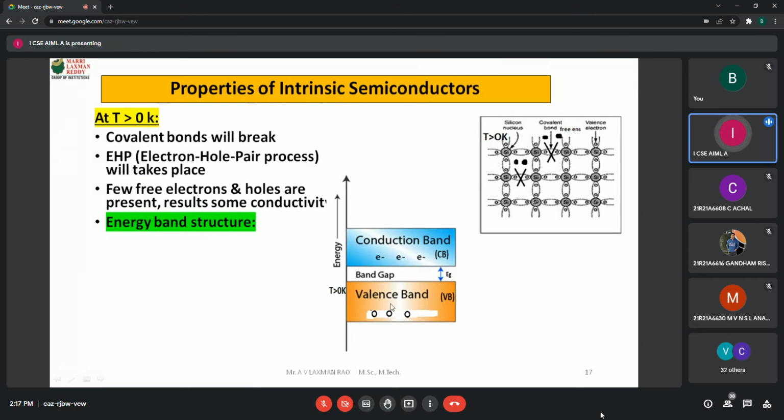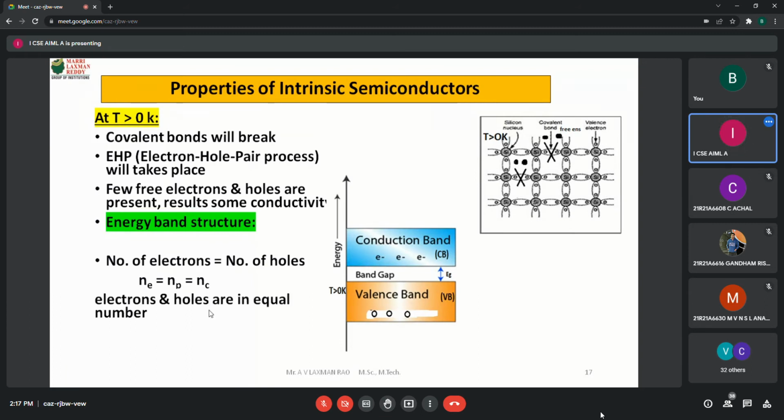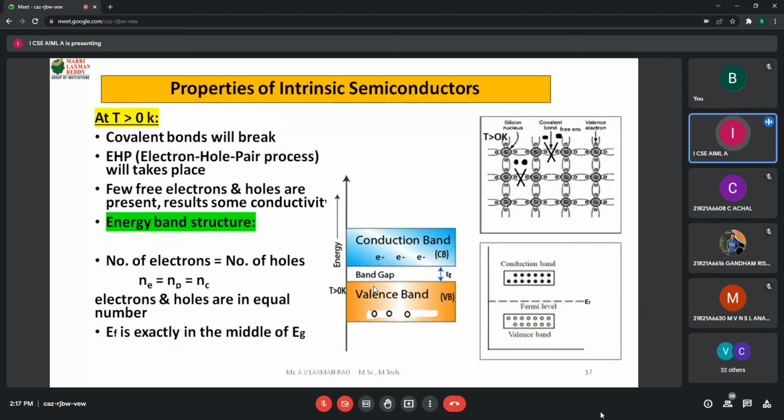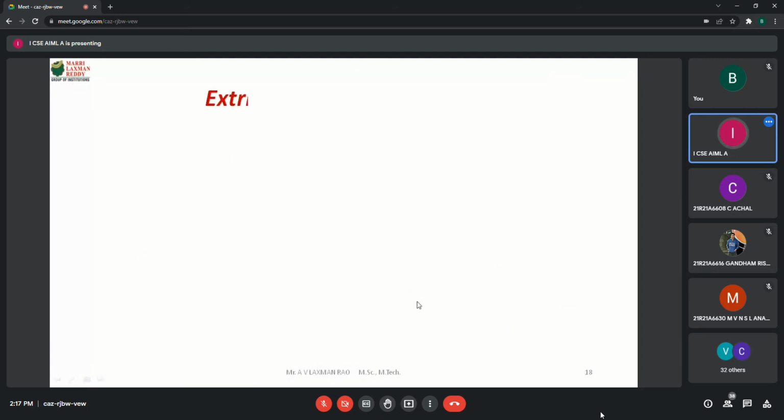The number of holes is equivalent to the number of free electrons in the conduction band. So Ne, the number of electrons, is equal to Np, the number of holes, which is the number of charge carriers. That is nothing but the energy band structure in intrinsic semiconducting materials. EF is exactly located at the middle between the conduction band and valency band.